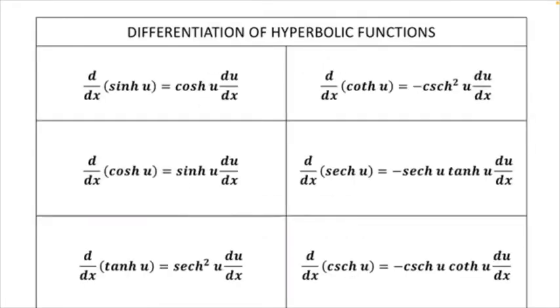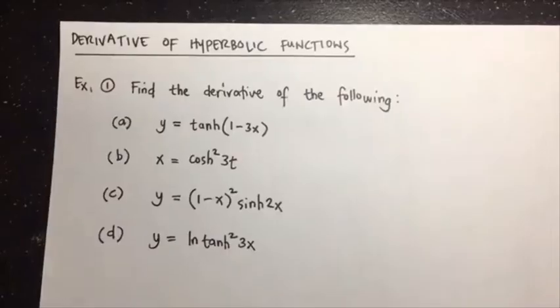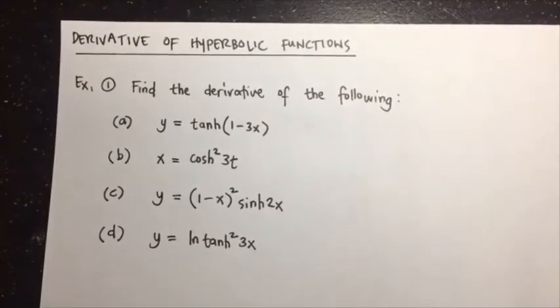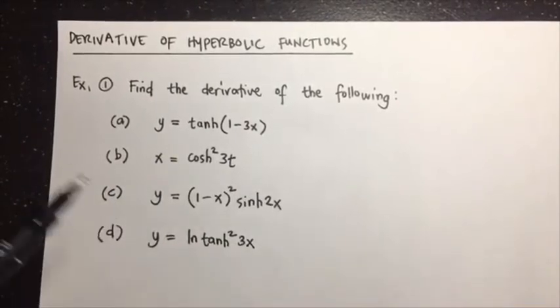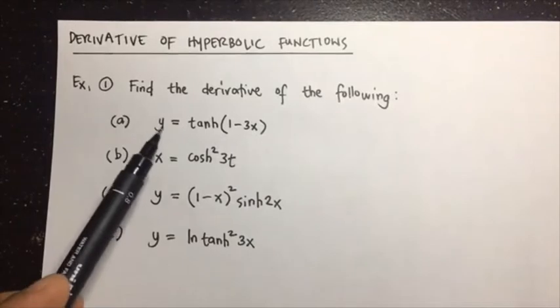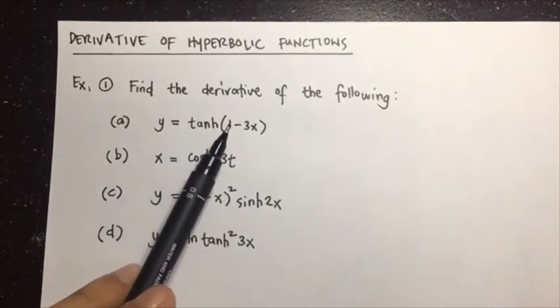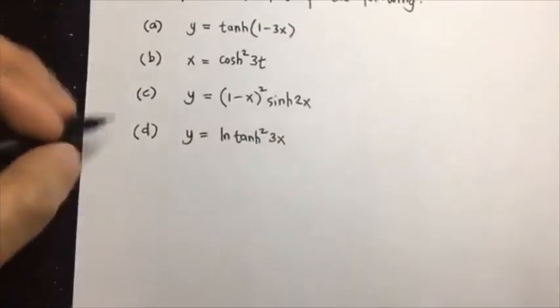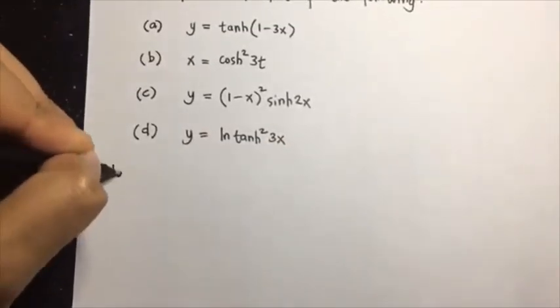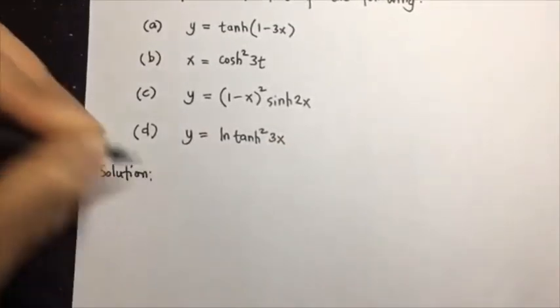Okay, so let's solve some examples. Find the derivative of the following. The first one, we have y is equal to hyperbolic tangent of 1 minus 3x. This is a very straightforward problem, a direct use of the formula.